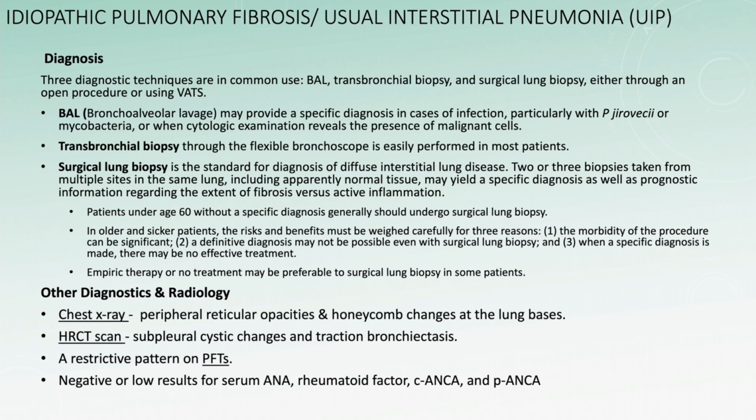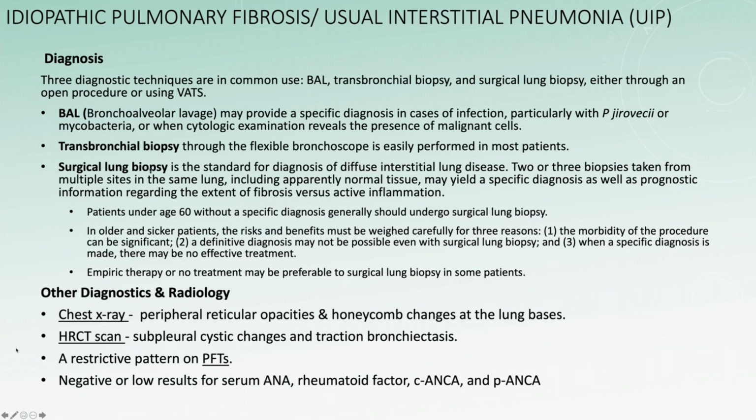It can provide specific diagnosis, especially if it's an infection, and you basically take some of the fluid out and run cytologic examinations. You're looking for malignant cells, different types of cells from infection, and things like that. So a transbronchial biopsy is where you use a bronchoscope. You go down with a camera, and through the bronchial tree you actually take a piece of the tissue that's abnormal, and you look at it under the microscope to see what the characteristic findings are.